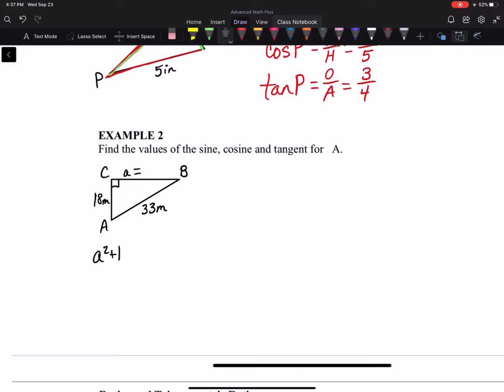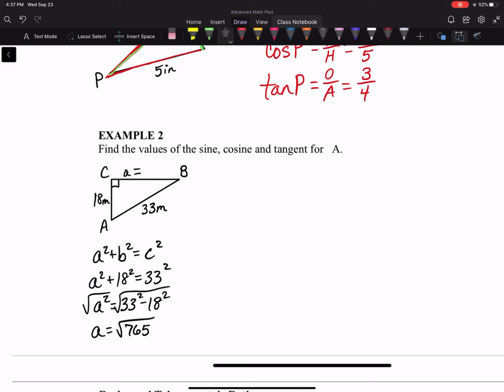So a squared plus b squared equals c squared. So I'm looking for a squared, b is 18 squared, and c is 33 squared. And if I work that out, I will subtract 18 squared from both sides. So a squared will be 33 squared minus 18 squared, and I take the square root. And so a is the square root of 765. Now, you need to reduce the radical. We're going to write it in simplest radical form. So I'm not done yet. I have a little extra work to do.